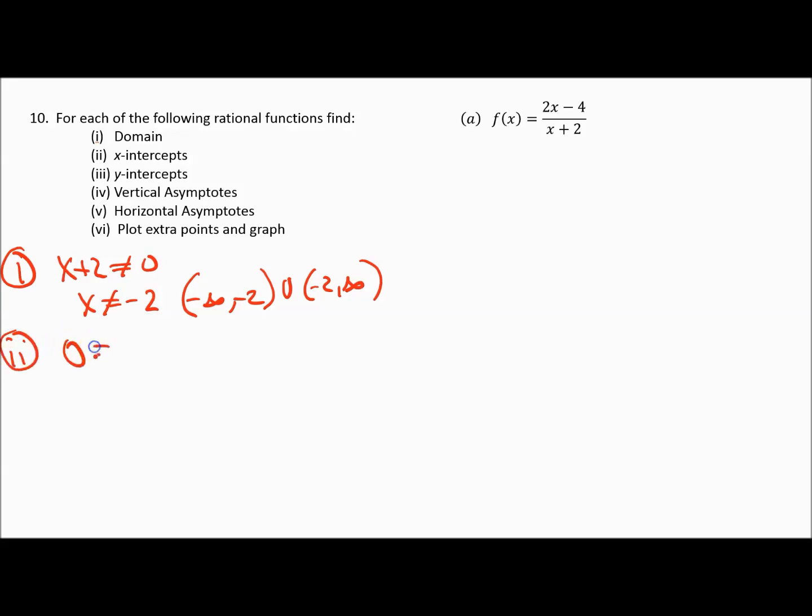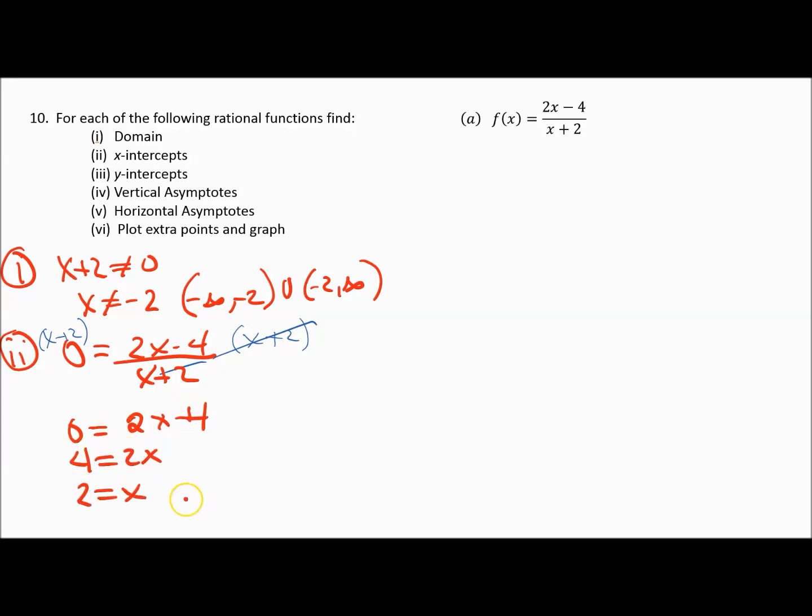Number 2, the x-intercepts. That's when you set the entire function equal to 0. Now the first step of solving a rational equation is to multiply both sides by the denominator, because you cannot solve for x with it sitting in a denominator. So multiplying both sides by x plus 2, the whole point is so those would cancel. And then on the left-hand side, x plus 2 times 0 is still 0, equals 2x minus 4. And then I add 4 to both sides. I divide both sides by 2, and I get x is equal to 2. But in point form, that would be the point (2, 0), my x-intercept.